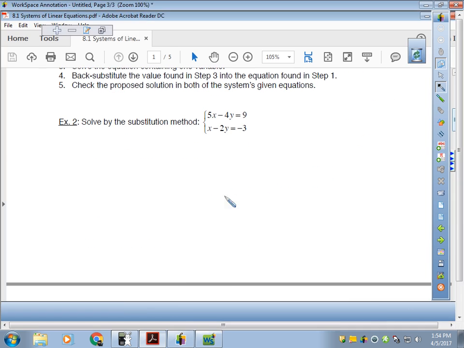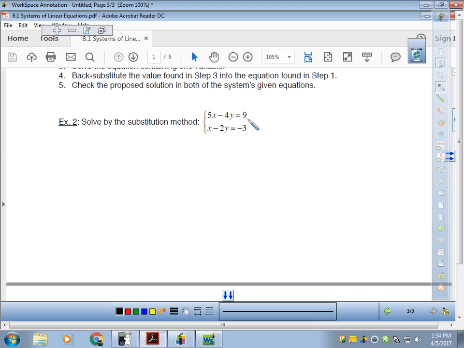So example 2 here asks us to solve this system of equations with the substitution method: 5x minus 4y equals 9, and x minus 2y equals 3. Looking at these two equations, the second one is easy to isolate a variable. It's pretty easy to isolate this x. All I have to do is take the 2y and add it over. So I could rewrite this equation as x equals 2y minus 3. Just take the 2y and add it across. So that's my first step. I've now solved this equation so that I have x equals something with y in it.